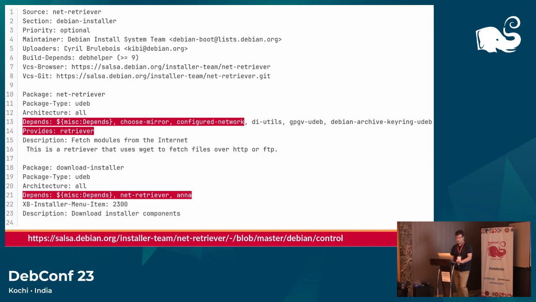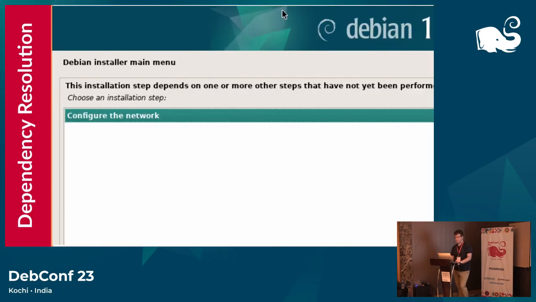And if you try to run that step before you have configured the network, it does warn you. It requires you to go through that step in order to install the download installer components step. If you haven't run the prerequisites of this, and you try to run this step, it will also ask to do those steps before this. So there's this dependency resolution while it's installing the installer packages onto the installer system.